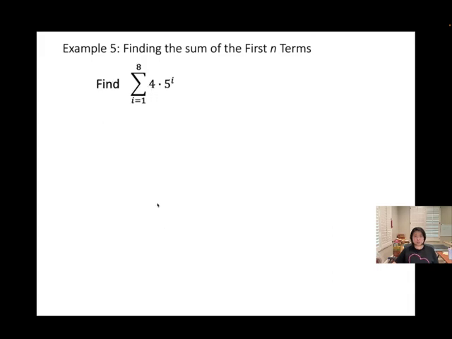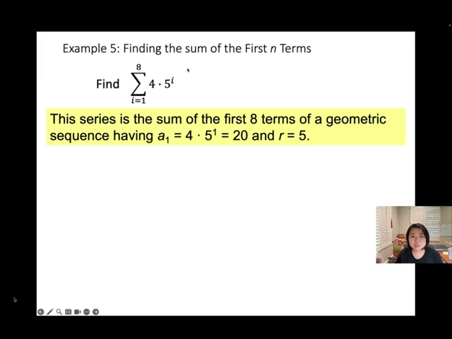Okay, example 5. Finding the sum of the first n terms. We have the first term i equal to 1, and then ending term will be equal to 8. So we could say this is the general form of your geometric sequence. Alright, so we plug it in, you gotta find out this is gonna be your A1 when i equal to 1. And then this is gonna be your common ratio, right? R equal to 5 here. So we're gonna find out the first 8 terms.